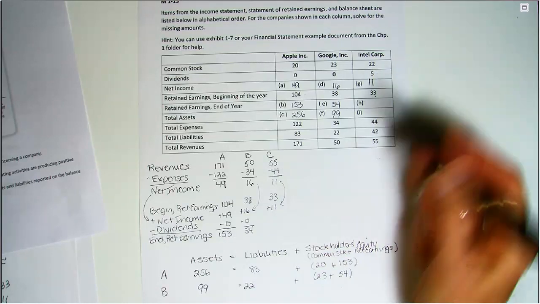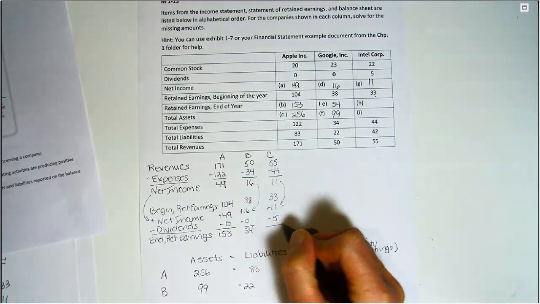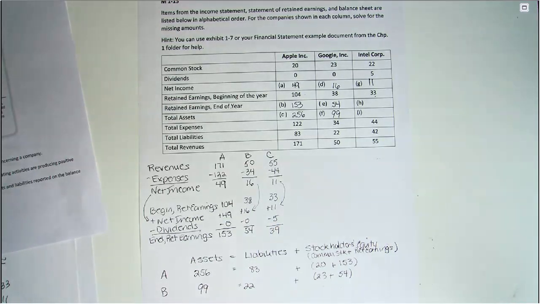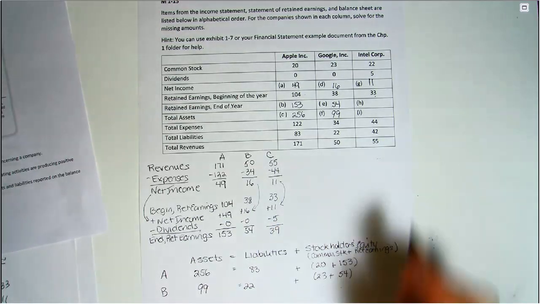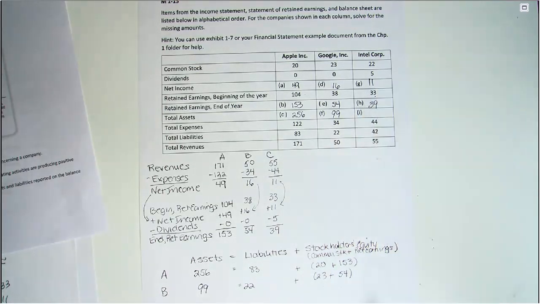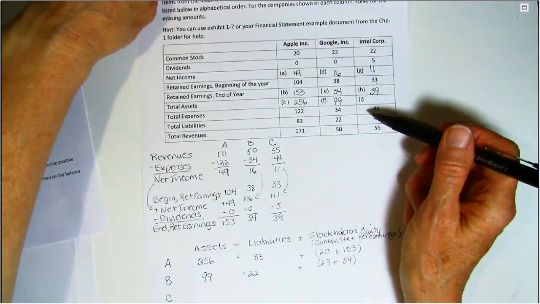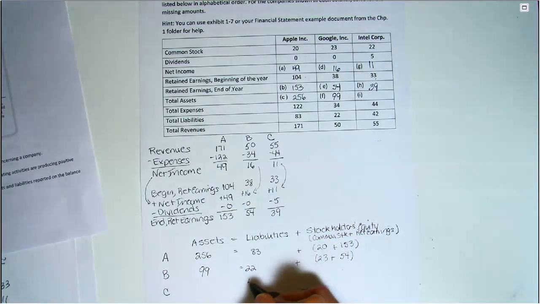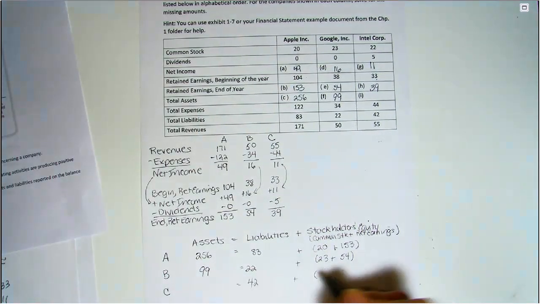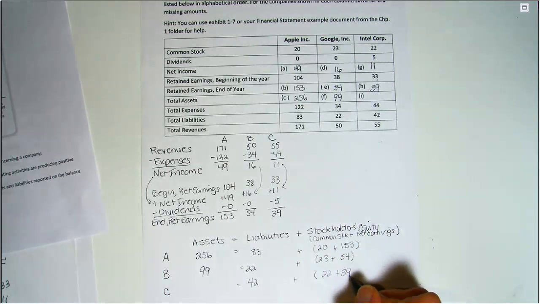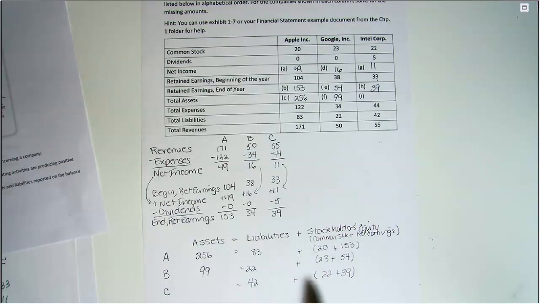And this time we have dividends that we have to subtract, 5. So our total ending retained earnings balance is 39. Now to figure out our total assets, we would take our liabilities, which is 42, and we'll add in our common stock of 22 plus our ending retained earnings balance of 39. So our liabilities plus our stockholders' equity equals 103.